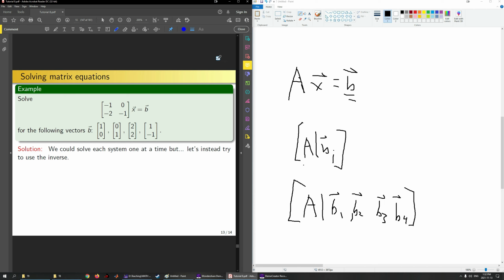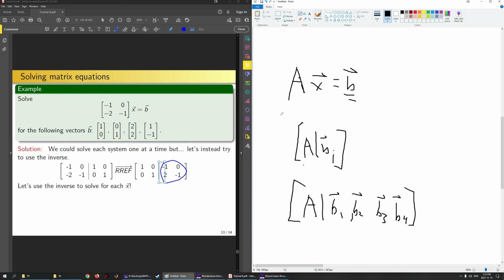So let's first try to find the inverse, because if we can't find an inverse, then we can't use this technique. Well, I write my A, augment it with the identity matrix, 2 by 2, since A was 2 by 2. I row reduce this. Lo and behold, this is the identity matrix here. Therefore, I can read off and say, hey, I have this inverse here.